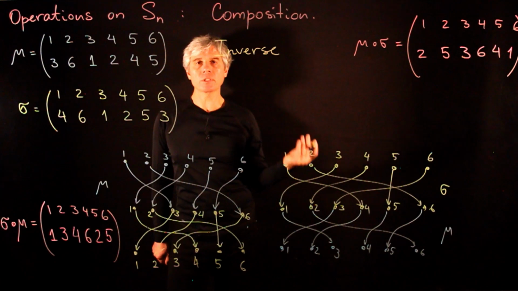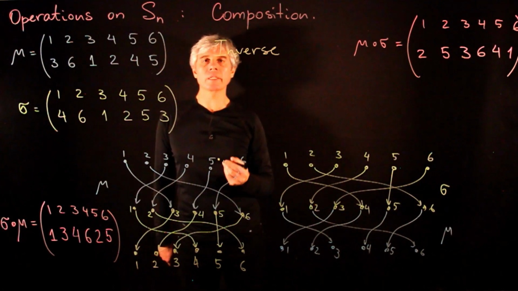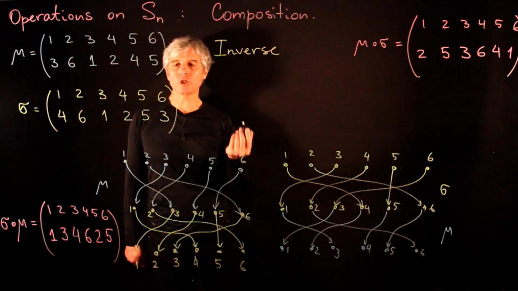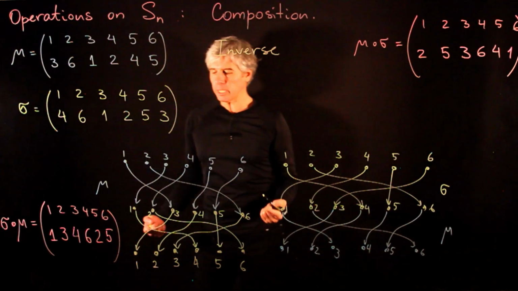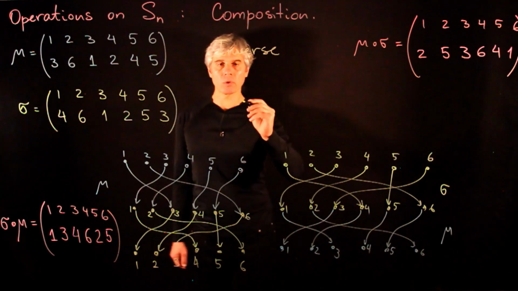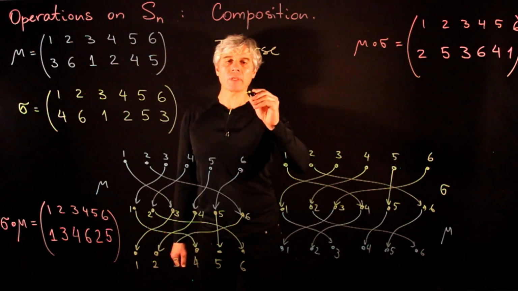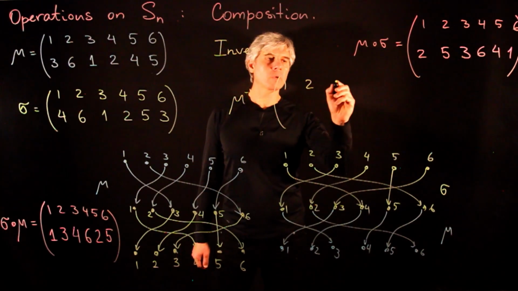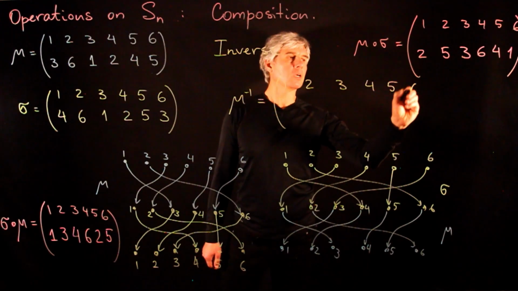And by our definition, a permutation was an invertible map. So this means that the inverse by definition exists. And we calculate the inverse by reversing all the arrows. So if we want to calculate the inverse of this permutation mu, then we get the following permutation.